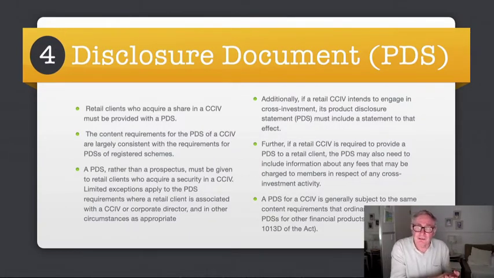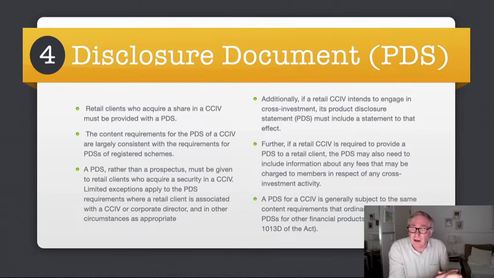The fourth document is the PDS, the Product Disclosure Document. Now, retail clients who acquire a share in a CCIV must be provided with a PDS. The content requirements for the PDS of a CCIV are largely consistent with the requirements for PDSs of registered schemes. A PDS rather than a prospectus must be given to retail clients who acquire a security in a CCIV. Now, limited exceptions apply to the PDS requirements where a retail client is associated with a CCIV or a corporate director or in other circumstances.